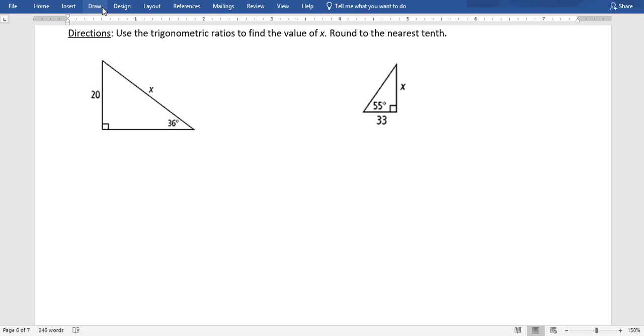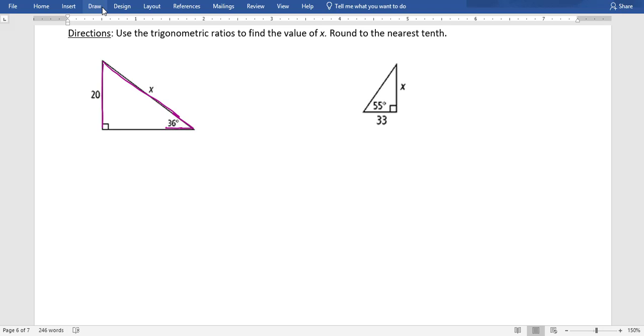What the directions say, and then round. Notice we're given one angle here. We're given one side length, and we're given one side length to solve for. That's when you can use trigonometry. You need three things: an angle and one of two side lengths.